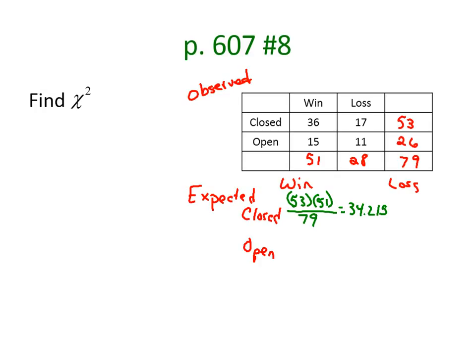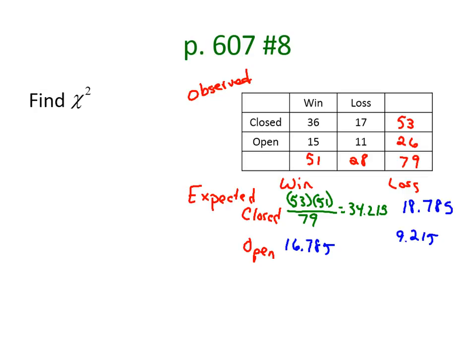All right, so what do you guys have for the closed losses? Okay, 18.785. How about for the open wins? And for the open losses? Okay, so this is what I would expect.